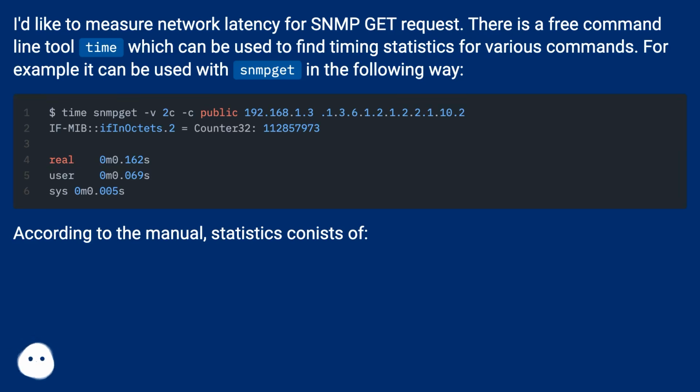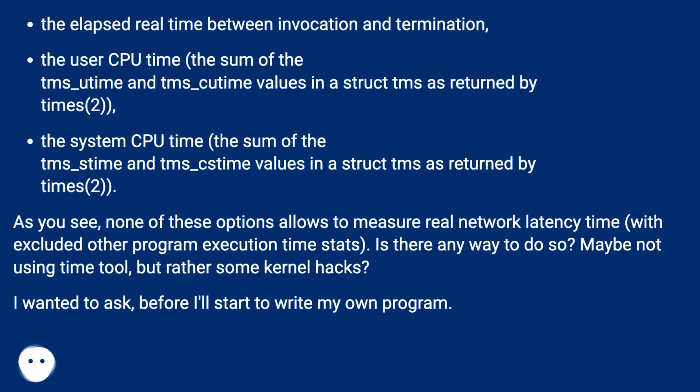According to the manual, statistics consist of the elapsed real time between invocation and termination, the user CPU time, the sum of the tms_utime and tms_cutime values in a struct tms as returned by times(2), the system CPU time, the sum of the tms_stime and tms_cstime values in a struct tms as returned by times(2).